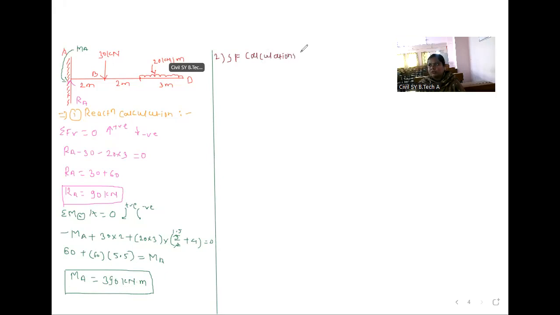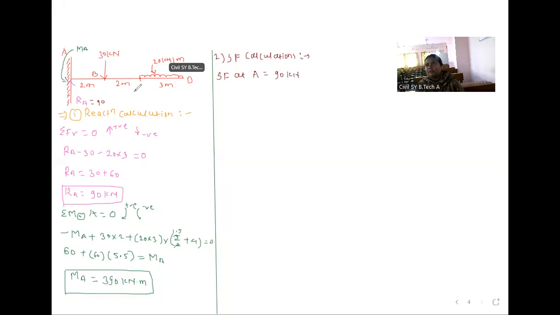Shear force calculations. We will start from A point. So SF at A, which is equal to SF at A. So here RA force will be there, and the intensity of RA is 90. So shear force at A, which is equal to 90 kilonewton.